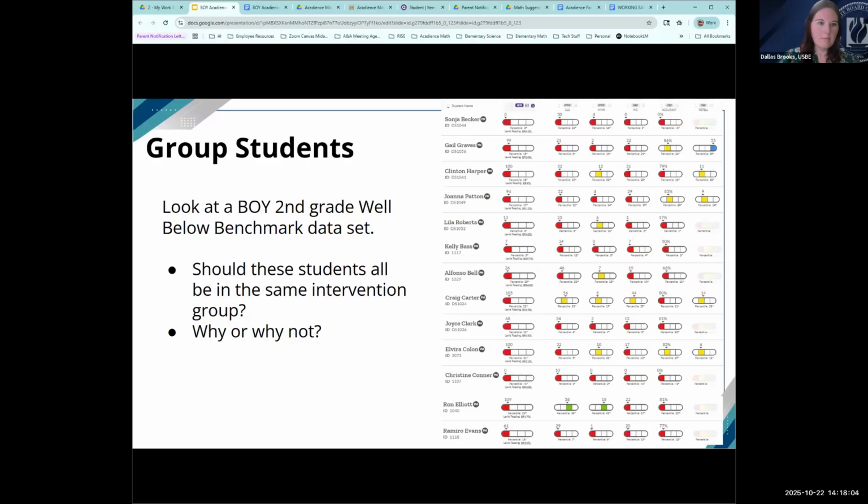Okay, so as far as grouping students, you can look at the data that's displayed, and it's showing that all of these students scored in the well below category for their composite score. But the question is, should all of these students be in the same intervention group? Why or why not? If you want to come off mute and say it, or just put it in the chat, these are all well below students. So should they be in the same group?